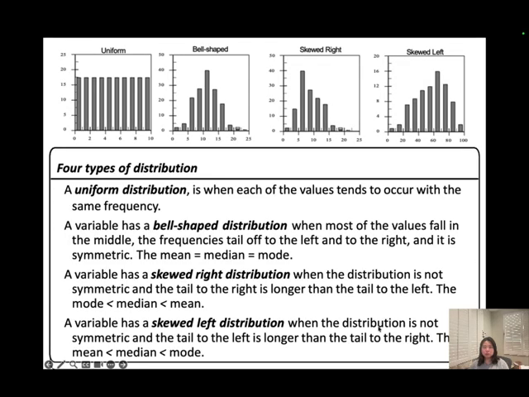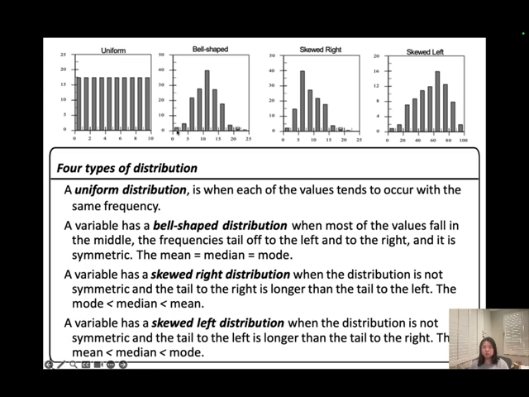So let's talk about these 4 types of distribution. First one, uniform distribution, is when each of the values tends to occur with the same frequency. You could see all the data, they do have the same frequency. Okay, we call this the uniform distribution.